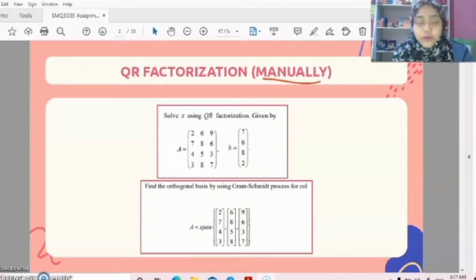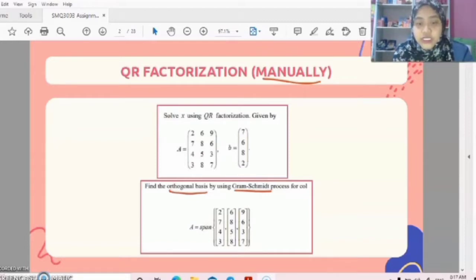So today in this part I will tell you about QR factorization by using the manual method. So the question is: solve x using QR factorization, with A a 4 by 3 matrix and B a 4 by 1 matrix. So, find the orthogonal basis by using the Gram-Schmidt process for the column space of A.